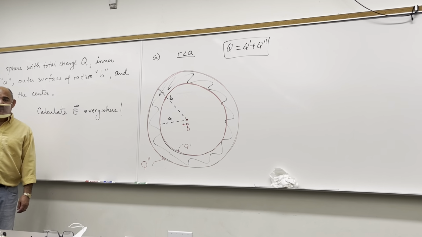And what I'm asking is, what is the electric field here? At some distance r away from the center, that's greater than the inner radius of the conductor, but smaller than the outer radius of the conductor. What's the answer? 0? Exactly. You're inside the conductor.